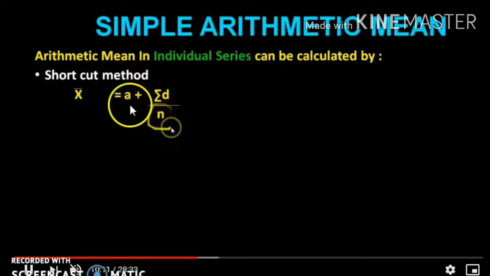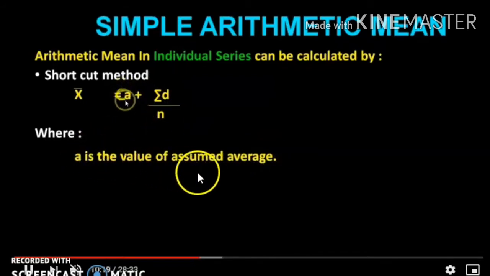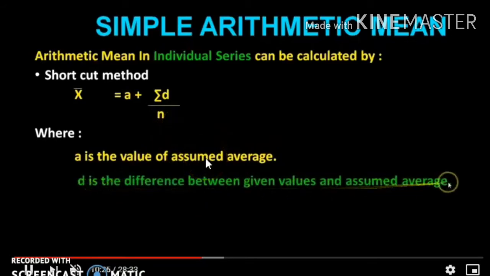So what is the formula for that? A plus sigma d by n. So that's the formula, where A is the assumed average. It is also known as the assumed mean method. So it's known as the shortcut method or the assumed mean method.